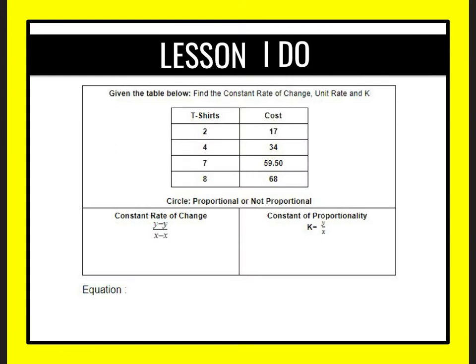Second table and compare. Now I'm looking at t-shirts and the cost. So I'm going to see if there's a constant rate of change. I want to subtract my cost and my t-shirts, to see how much I'm paying per t-shirt. So I'm going to do 34 minus 17 over 4 minus 2, okay? And when I actually subtract each one of those, that gives me 17 divided by 2. And 17 divided by 2 is $8.50.